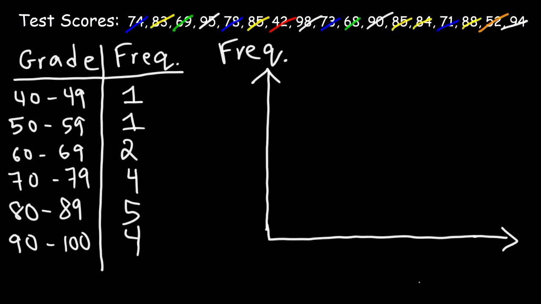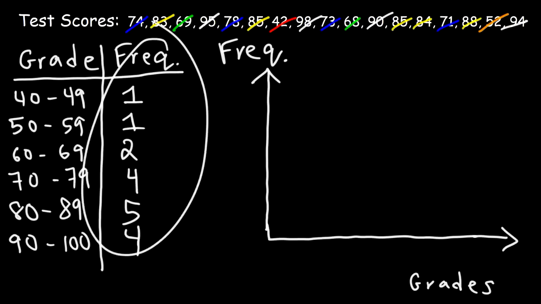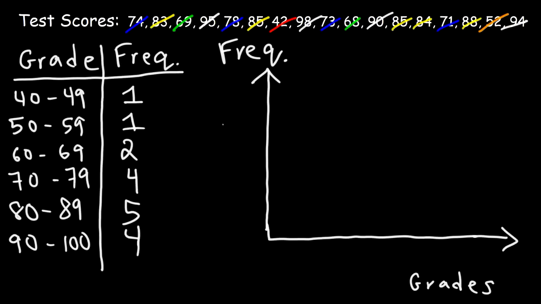On the x-axis, we're going to put the grades, which are, actually I take that back. The grades are the independent variables. The dependent variables are the frequencies. The dependent variables are always on the y-axis. The independent variables are always on the x-axis. Can't believe I almost mixed that up.